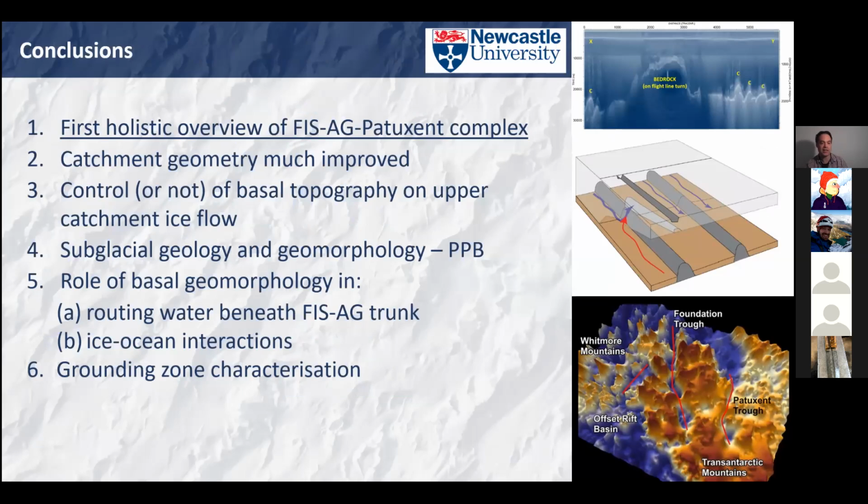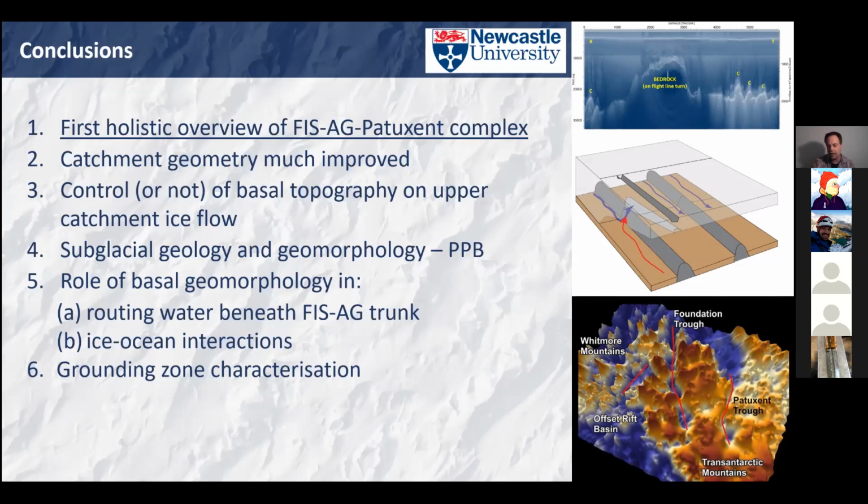Okay, so this is just about my last slide. It's the first holistic overview of the Foundation Ice Stream-Academy Glacier-Patuxent Complex. And if I get the chance, I'd love to write this up as a large review type paper. Hopefully that would be useful for the community, and I'd like to get people involved if people are interested in doing that. We've got a much better catchment geometry in terms of the bed elevation and topography. We're understanding a little bit more about how basal topography controls, or maybe not controls, ice flow, and also how it might route subglacial water beneath the trunk of the ice stream.